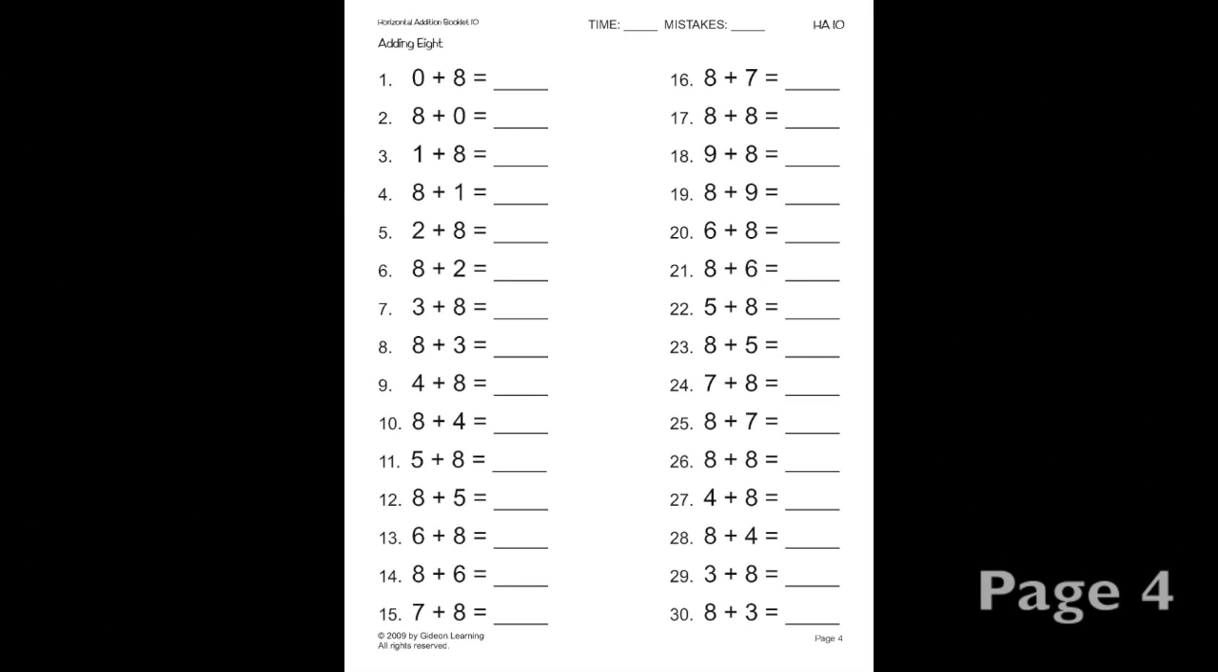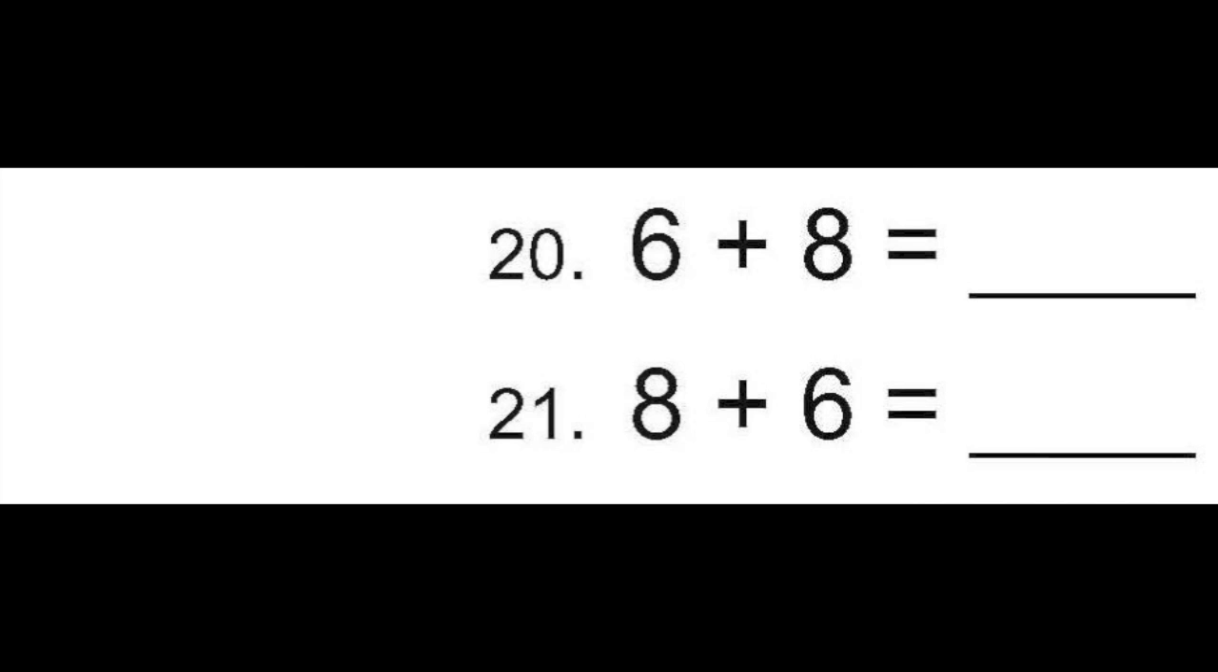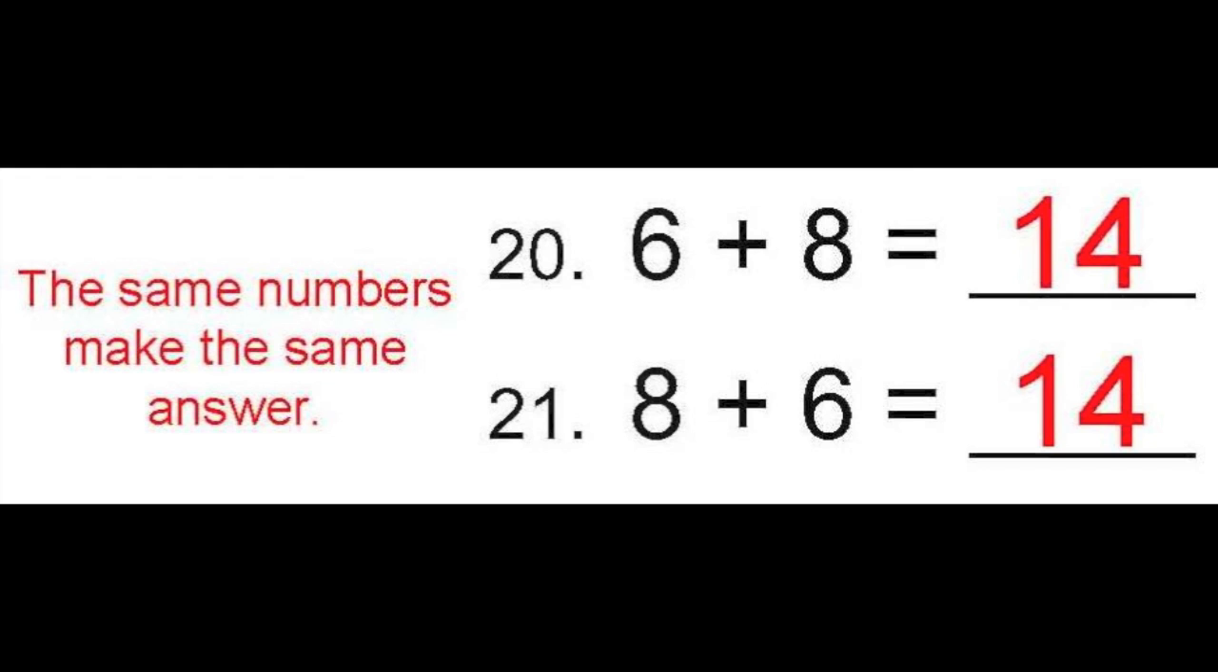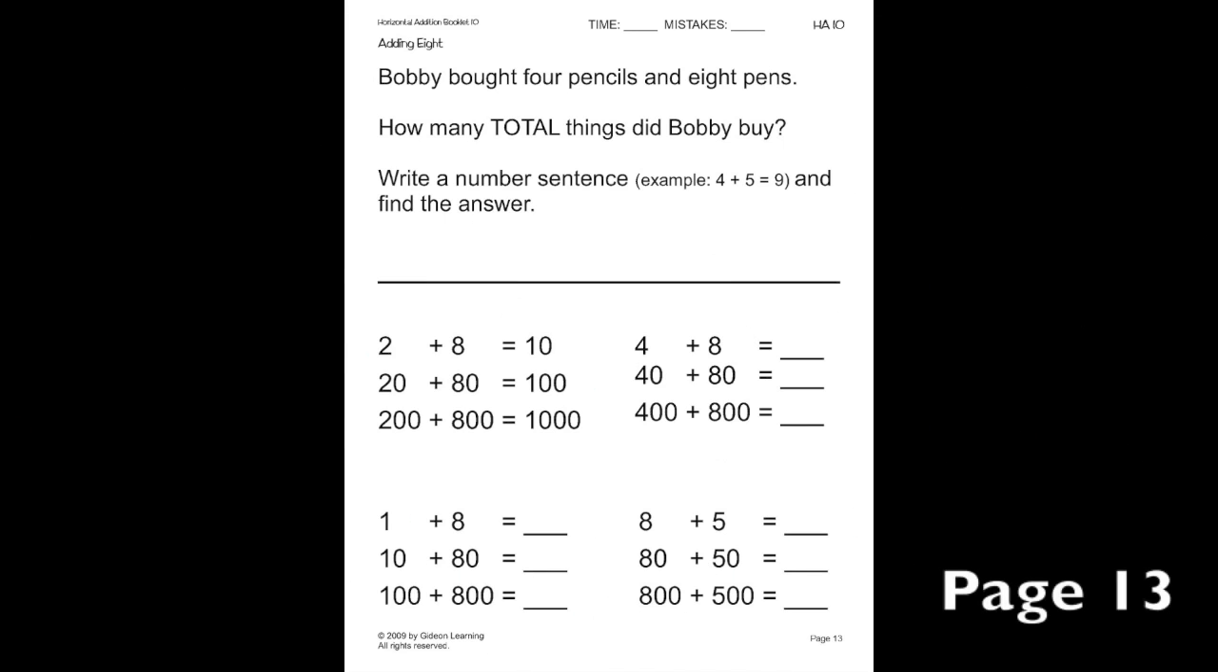On this drill page, we're going to focus on number 20 and 21. Let's look at number 20 first. Here we have 6 plus 8, which equals 14. Next, we have 8 plus 6, which also equals 14. With these 2 problems, you'll notice that the same numbers make the same answers. Meaning, if you change the order of the numbers you are adding, the sum, or the answer, stays the same. So when you're having trouble with a problem, add the smaller number to the bigger number. Let's go on to the next page.